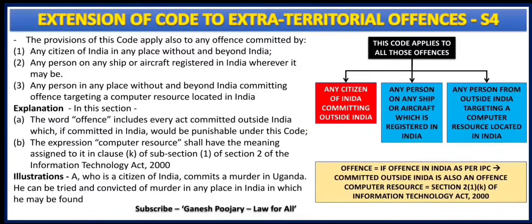Now coming to the last part of section 4, that is an illustration, a beautiful illustration, which says A, who is a citizen of India, commits a murder in Uganda. Now A is a citizen of India. Immediately you have to refer to subsection 1 which says any citizen of India in any place without and beyond India. Exactly that is the case. A is the citizen. He is committing a murder, and he has committed it in Uganda.